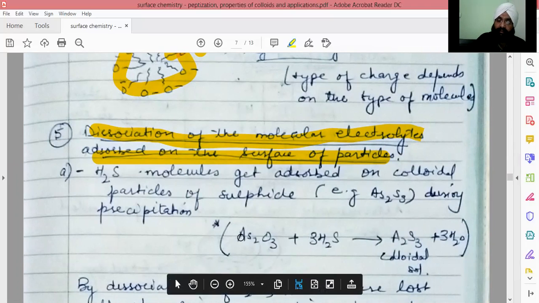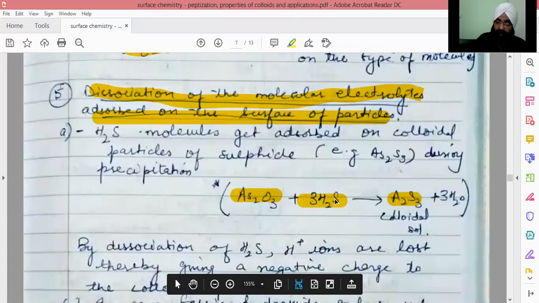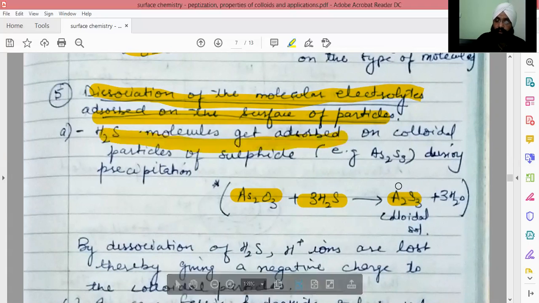So this method is, for example, we are preparing arsenious sulfide sol by using arsenious oxide and hydrogen sulfide. This is double decomposition method. So in this method, the H2S molecules get adsorbed at the surface of the particles of arsenious sulfide basically. So H ions are lost during the process and the sulfide ions are present over the surface.